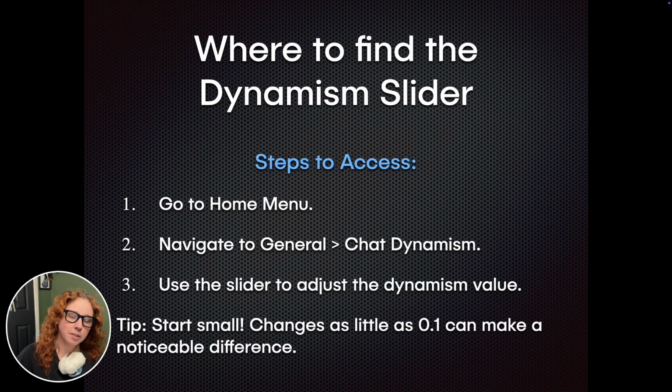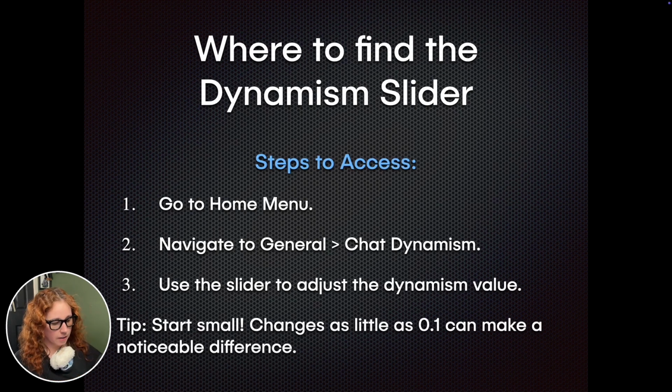So I think everybody knows this, but I had to put it in here just in case. Where to find the dynamism slider in the first place. Home menu, which is the 3-line menu, general, chat dynamism. But you want to know, each individual kin has their own dynamism. So even though it's in the general tab, it's still under the kin specific settings. I feel like it should be in the kin's backstory thing, but that is not up to me.